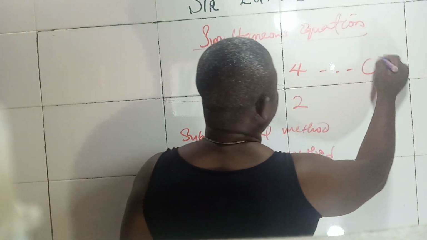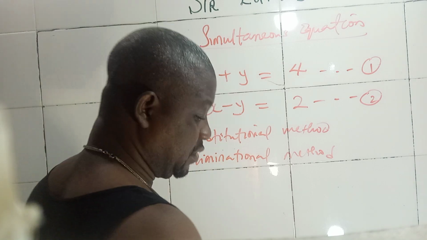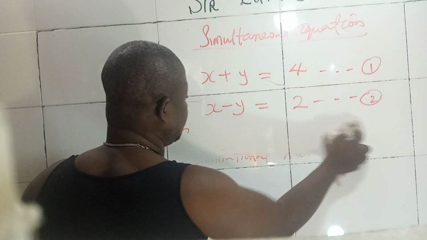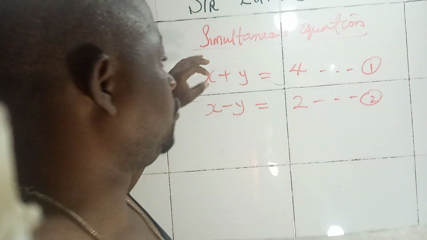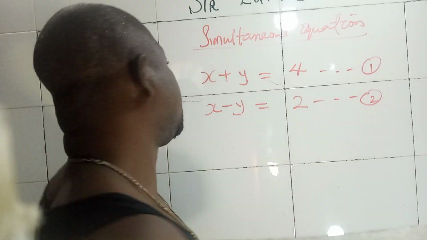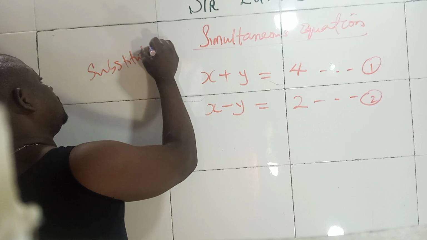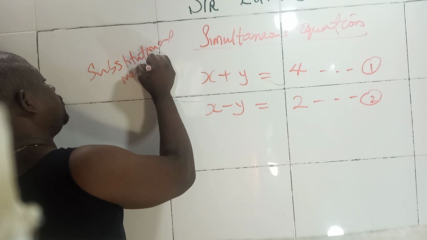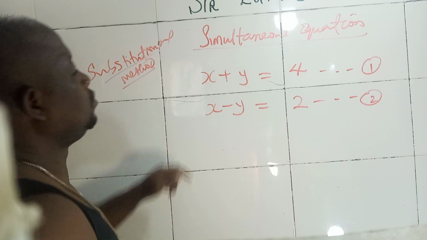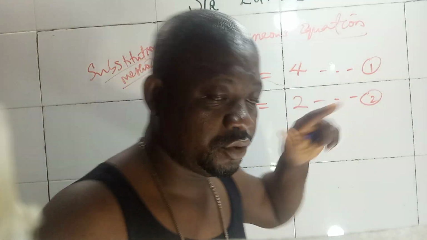So here we call this equation one, and we call this one equation two. We are adopting the substitutional method. I said there are two ways you could solve this: either you use the substitutional method or you use the eliminational method. So in this video, I'll be teaching us the substitutional method. This is your equation one. This is equation two.